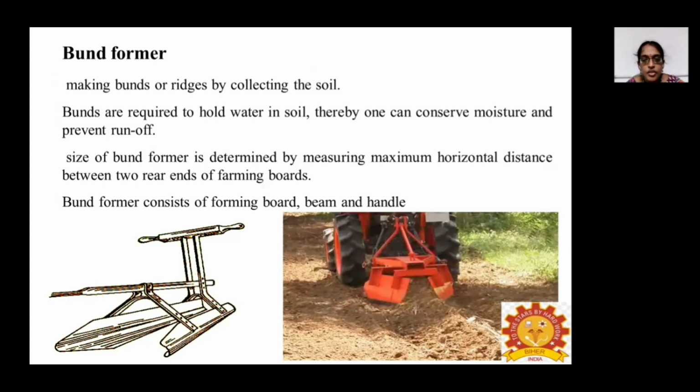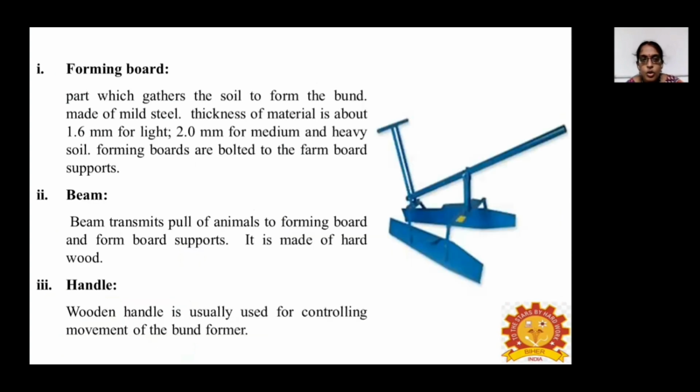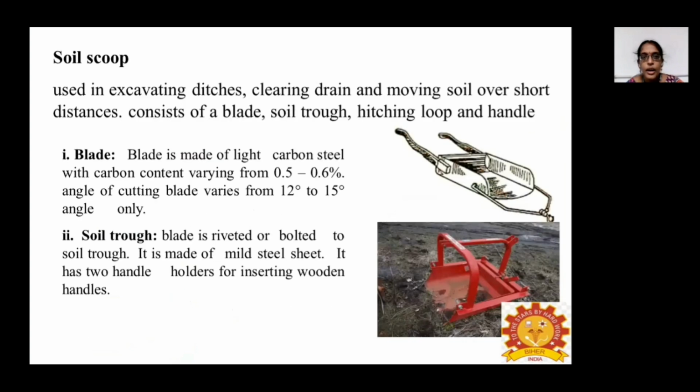And the bun former consists of forming boards, a beam and a handle. And this is a forming board. This forming board helps to gather the soil, and the material specification of its thickness is about 1.6 mm for light soils and 2 mm for medium and heavy soils. And these are attached to the supports, and the beam transmits the pull of the animals to the forming boards, and it is always made of hardwood. And the handle is useful for controlling the movement by the farmer.